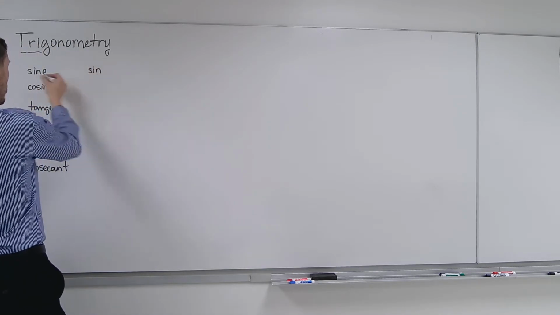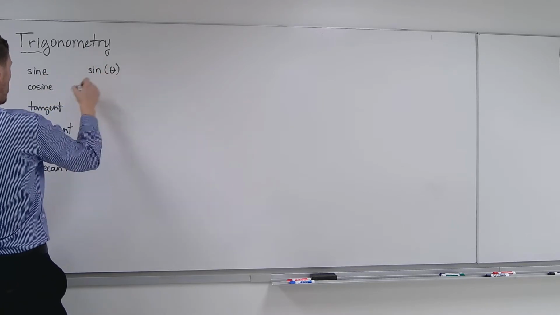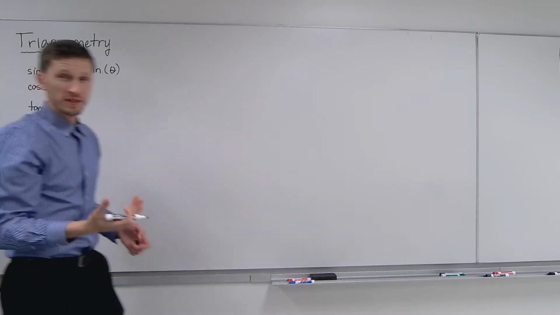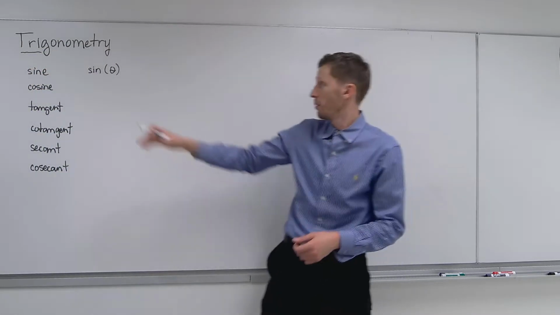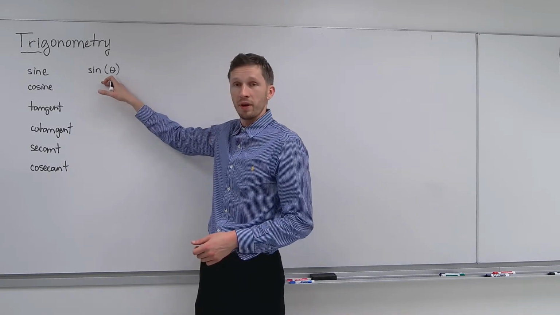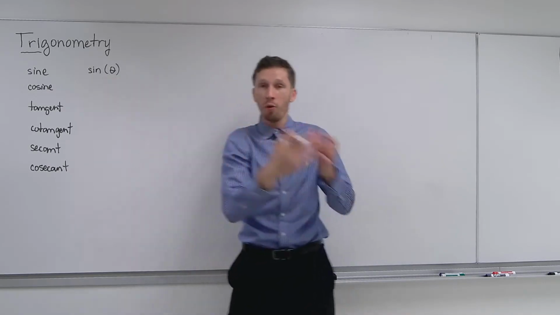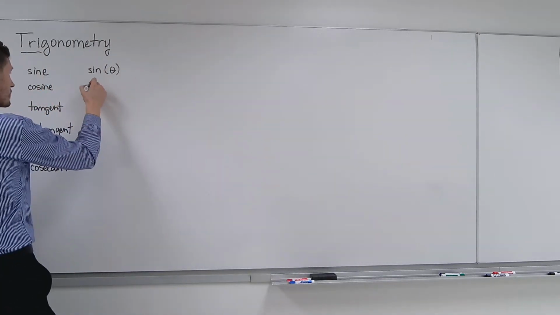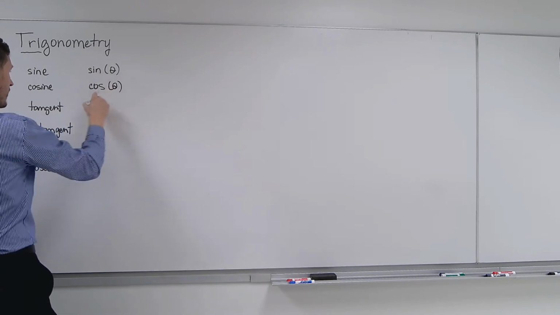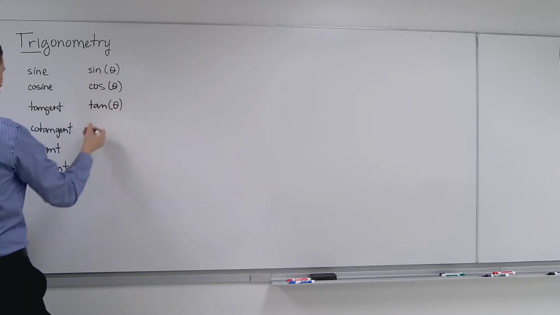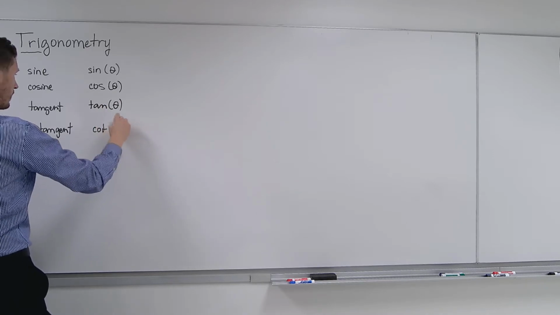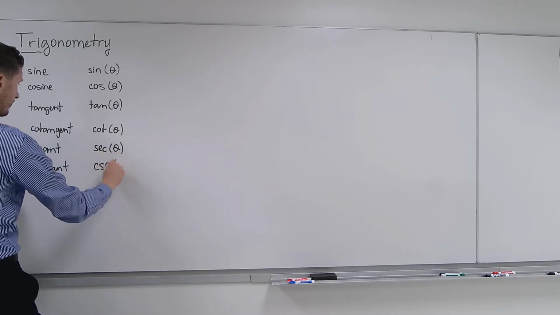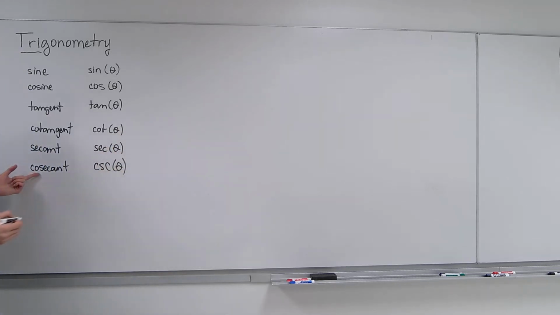Sine, abbreviated sin, of theta. It's a function, so of. You can just write sine theta without the parentheses, but I really want you to see that this is taking of something. You put the domain element, the input element, theta into sine, and you get an output, which is sine of theta equals some value, or some ratio. Cosine, cos of theta, tangent, tan of theta, cotangent, cot of theta, secant, sec of theta, and finally cosecant, csc of theta, okay? Otherwise, if I write cos, that would actually be the cosine.